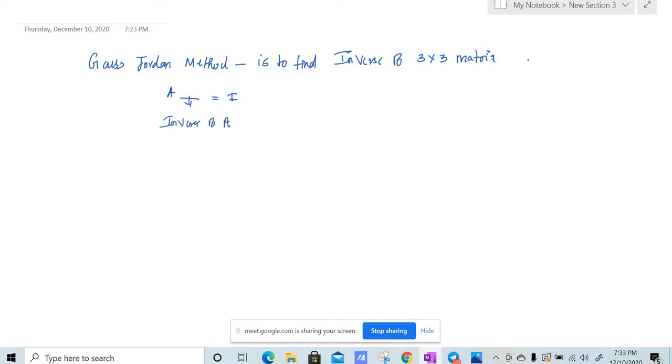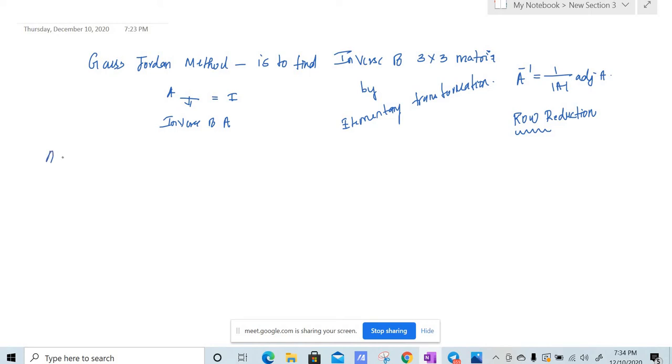In school levels, what we will do is, in order to find the inverse, we will use 1 by determinant of A into adjoint of A. Here we are not going to use this formula. In Gauss-Jordan method, we are going to make use of row reduction. That is, in Gauss elimination we did row reduction, right? So we are going to find the inverse of a 3x3 matrix by elementary transformation. I'll tell you the procedure now.